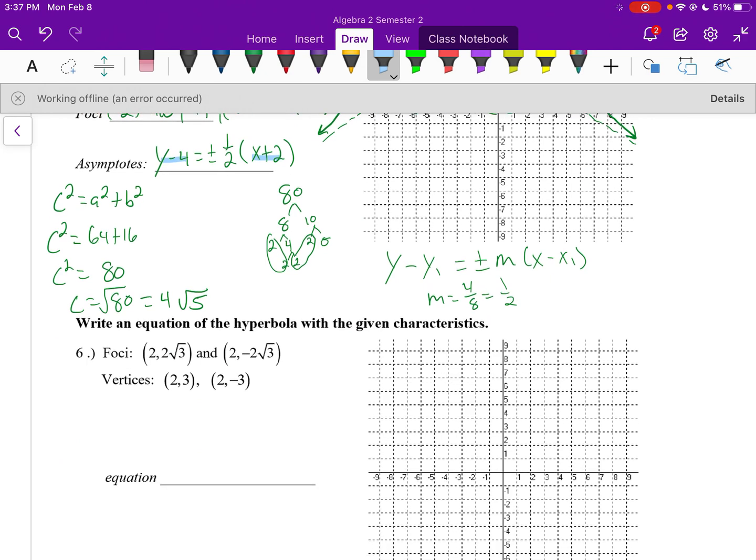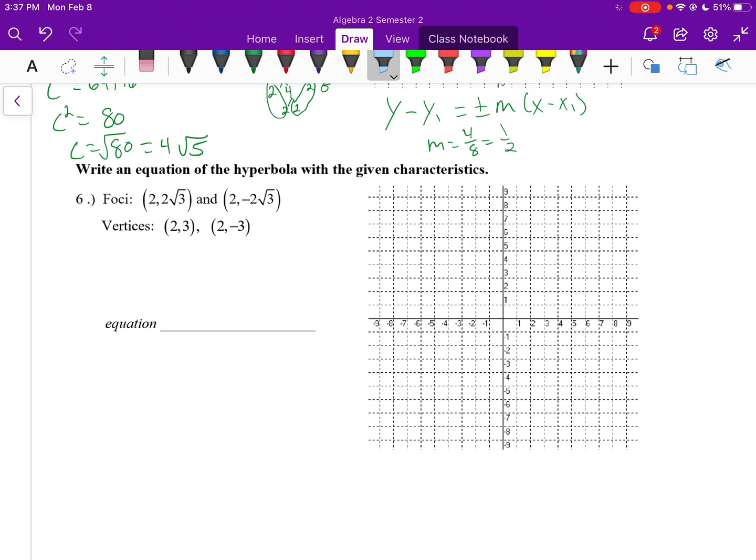Okay, write an equation of a hyperbola with the given characteristics. Again, plotting what we know. I'm going to go to my vertices 2, 3, and 2, -3. From there I can figure out my center, which puts us at 2, 0. From there I can determine which way it opens. This one should go up and down, meaning y will go first in our equation, because on a hyperbola, what variable comes first determines which way it opens. So in this case, y should come first.